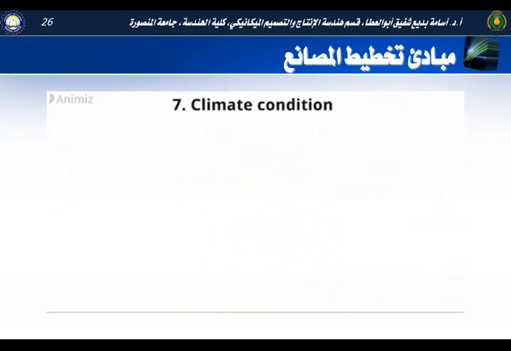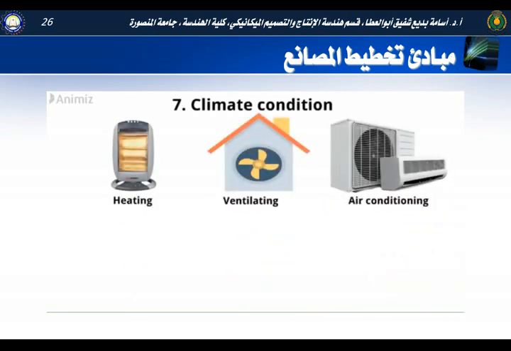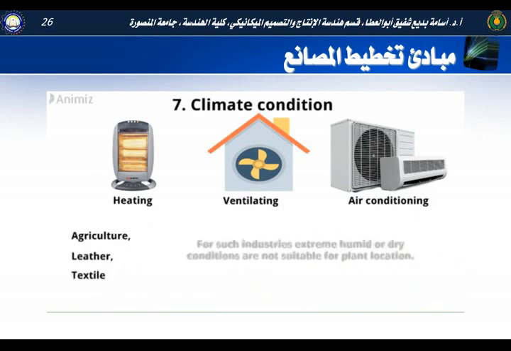7. Climate condition. With the development of heating, ventilating, and air conditioning, the climate of the region does not present much problem for many industries. But for industries such as agriculture, leather, and textile, climate is an influencing factor. For such industries, extremely humid or dry conditions are not suitable for plant location.